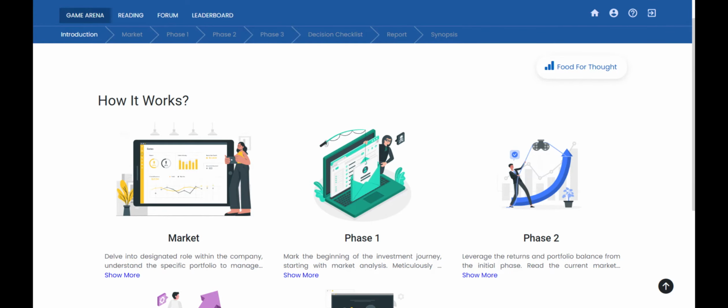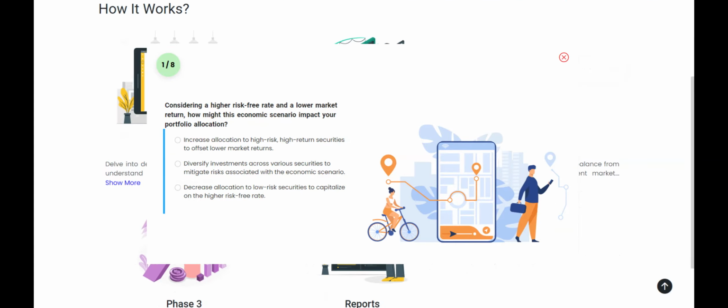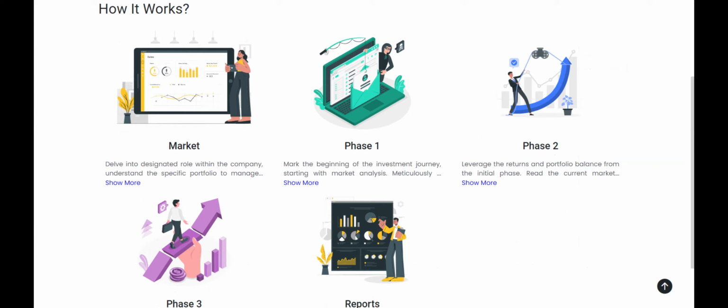Before diving into decision-making, it is crucial to thoroughly understand the market and different phases in the tabs, as they provide essential data and information about the market and instruments based on which informed fund allocation needs to be done. Begin with the Food for Thought, placed at the top right of each page. This segment has a set of subject-related questions that need to be answered as a part of the gameplay, providing crucial aspects to consider for decision-making, and answering all the questions is mandatory for proceeding in the simulation.